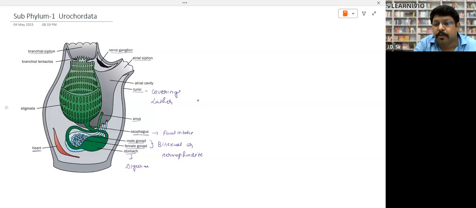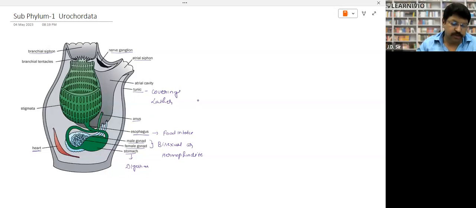Humans and all mammals have red blood. Insects, either their blood is colorless or they have black blood. Octopus or Mollusca, they have blue blood. But here, Herdmania or Urochordata, they have green blood. So blood can be green, blue, white, colorless, or black, right? So these are the colors of the blood. Is it clear?